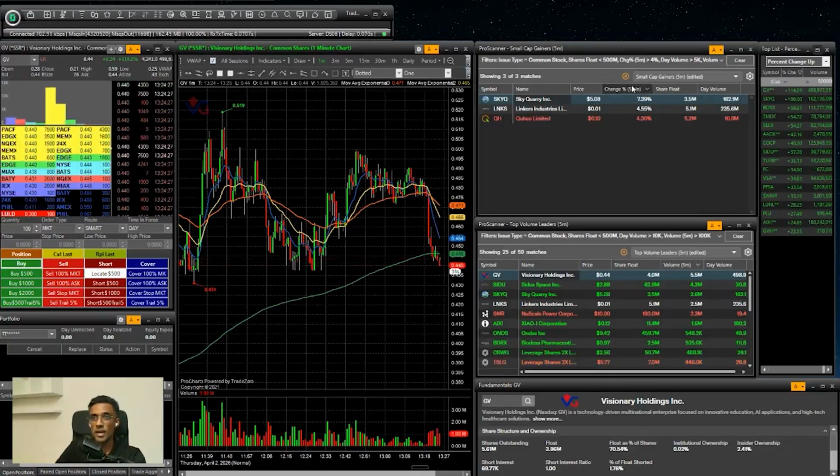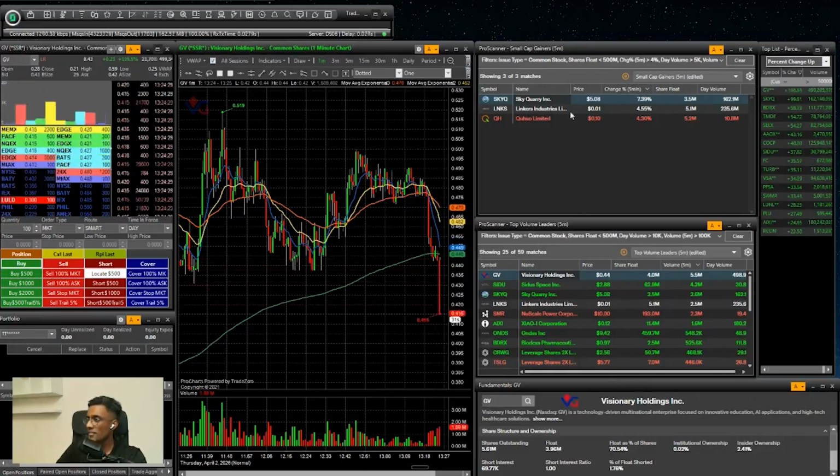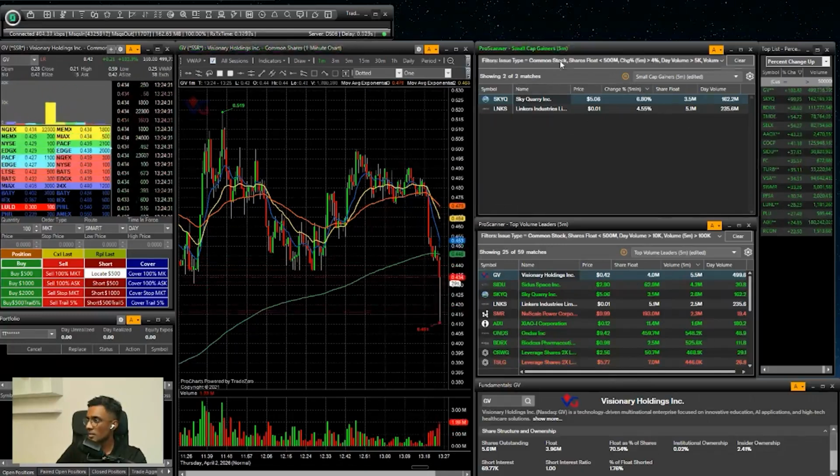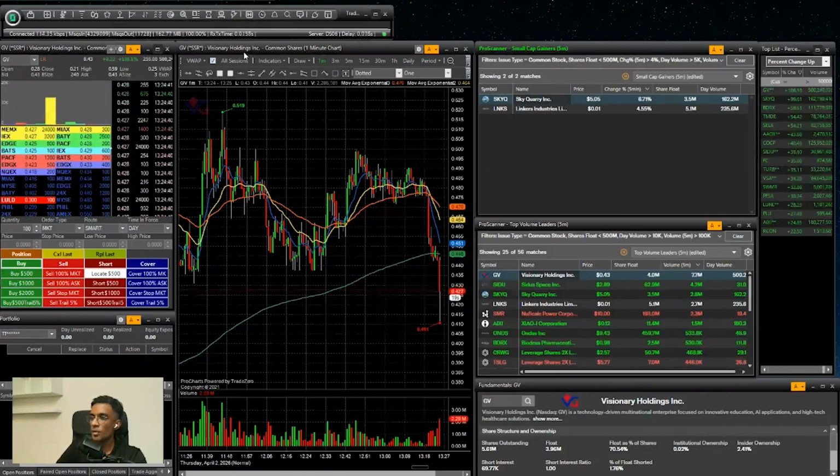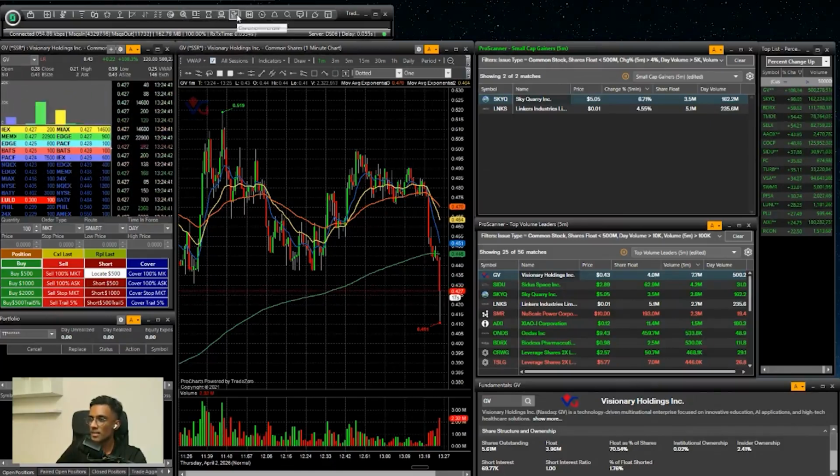Cool. All right. So I have a couple minutes left on this. Let me show you a quick example of how you can go from scratch and create a scan. So we're going to create a small cap, let's say fallers, right? Small cap fallers. I want to see the stocks that have fallen the most in the past 5 minutes.